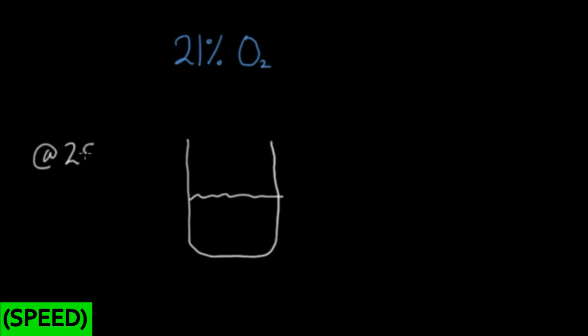Let me do a little experiment. Let's say I have oxygen here, and we know that oxygen is about 21% of the atmosphere. And I decide to take a cup, a simple cup of water, and I leave it out on the counter. It's about room temperature, about 25 degrees Celsius.